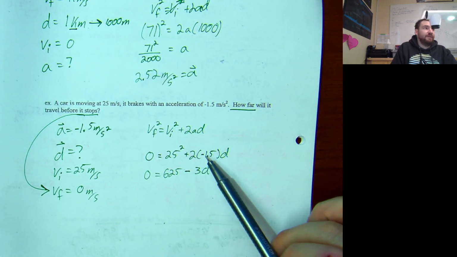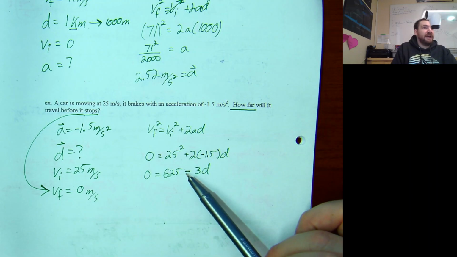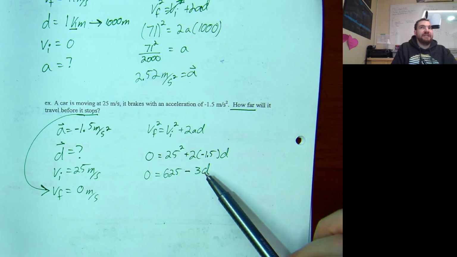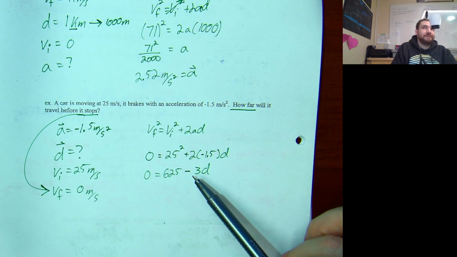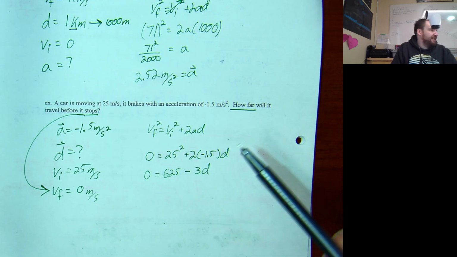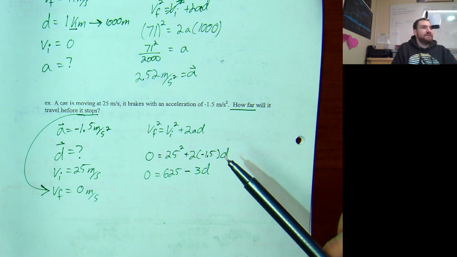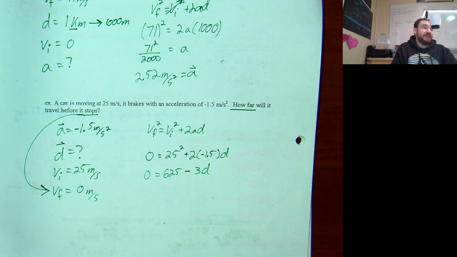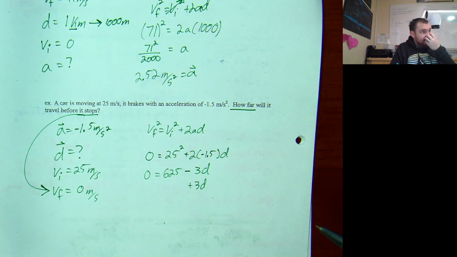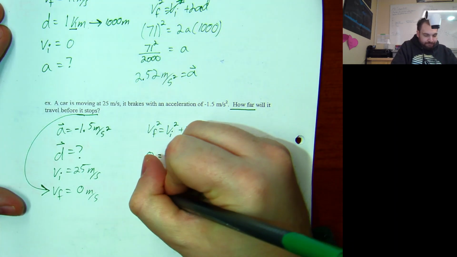Because 2 times negative 1.5 is 3. And instead of adding a negative, I'm just going to subtract. That's what's happening here. So I have 0 equals 625 minus 3D. Do we care what my next step is? Some people do. My grade 9s would. You want me to add 3D to both sides? That is what my grade 9s would say. They would say add 3D to both sides because what does that do?